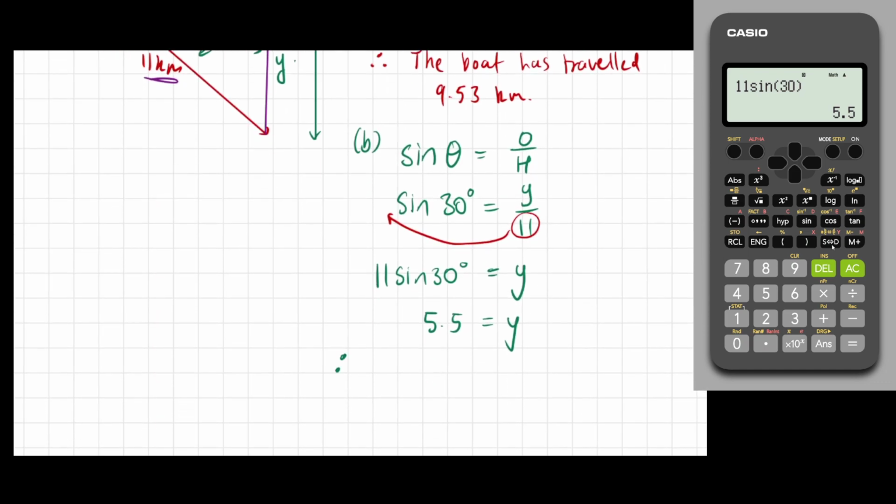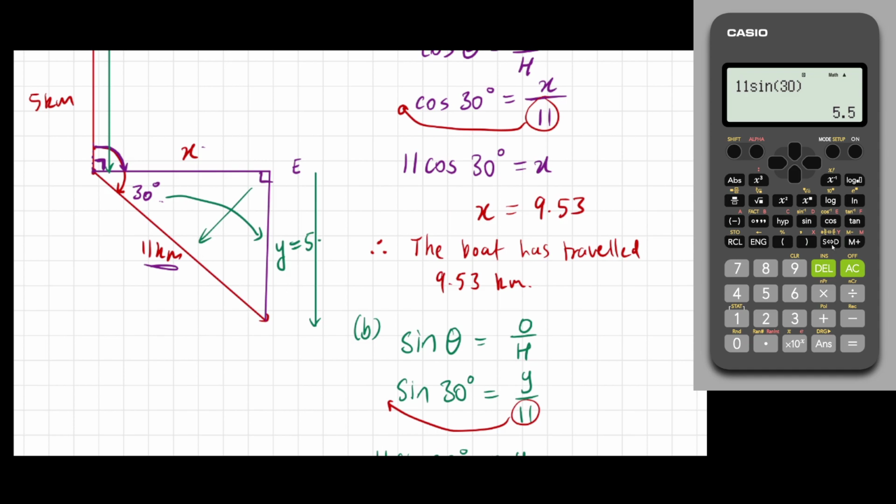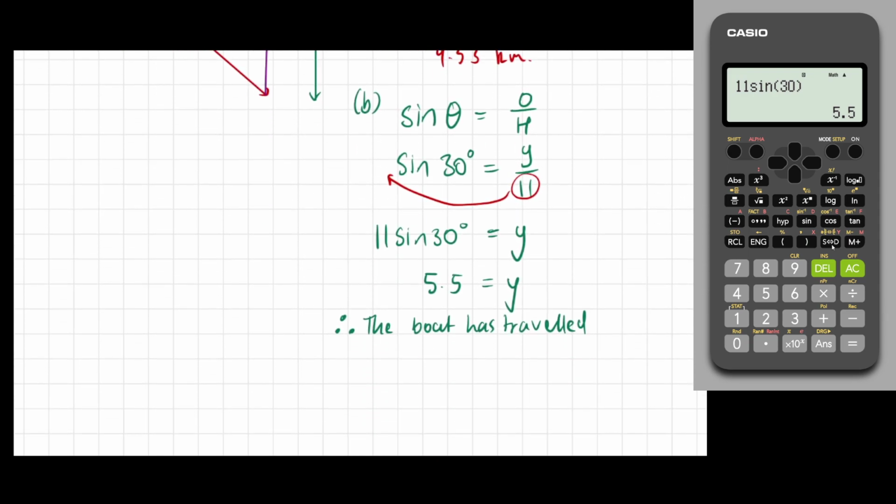So therefore, the boat has travelled. So how far has it travelled south again? Well, it's not just 5.5, remember, because this distance down here was 5.5. But we've got to take into consideration this extra 5 that he travelled over here. So the total he travelled was 5.5 plus 5, so 10.5. The boat travelled 10.5 kilometres south. And so that's an application of bearings.